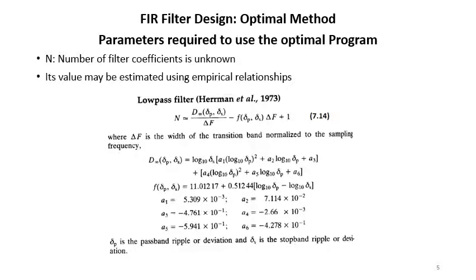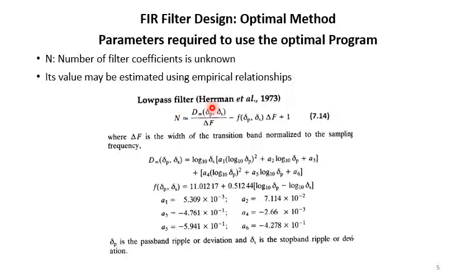The first parameter required to use the optimal program is the number of filter coefficients. Now the number of filter coefficients is not known, so to find the value of the number of coefficients to be used, we must estimate it using empirical relationships. So there are different methods. One of the methods is for the low pass filter. For the low pass case, that is Herrmann et al.